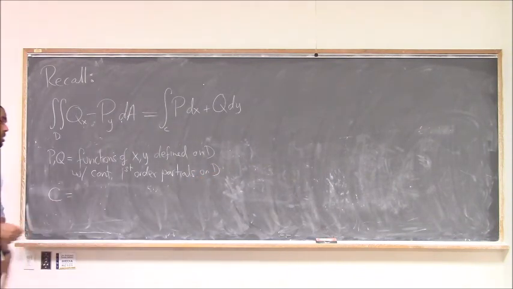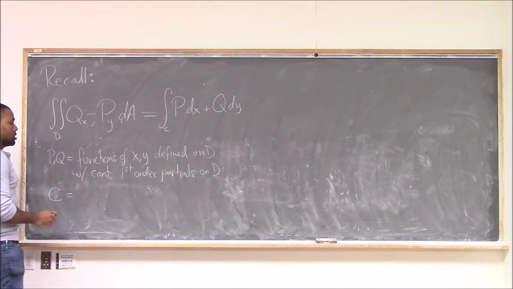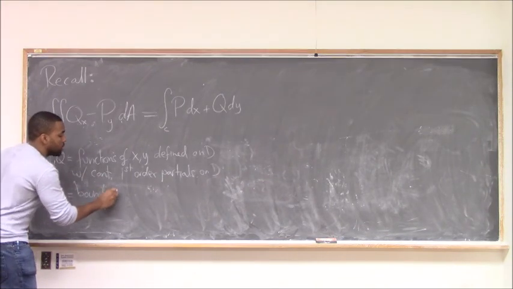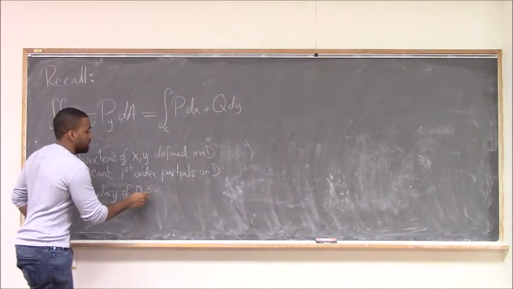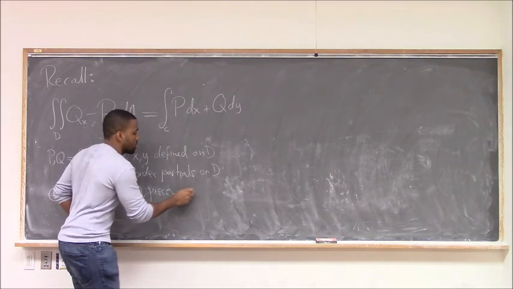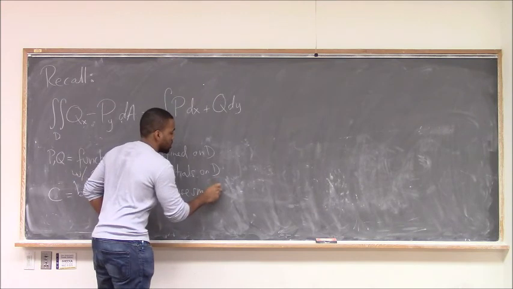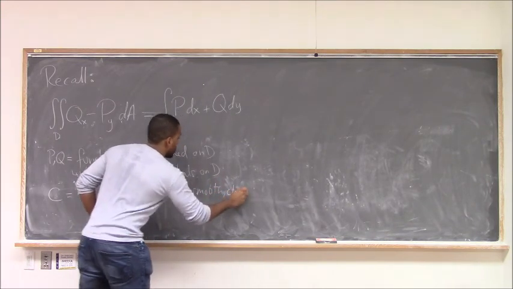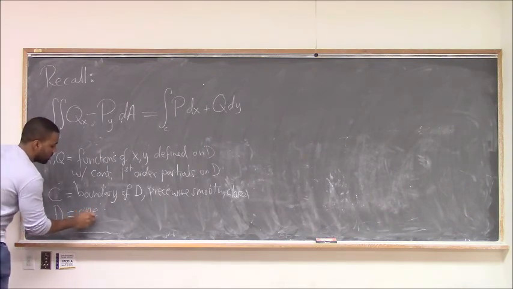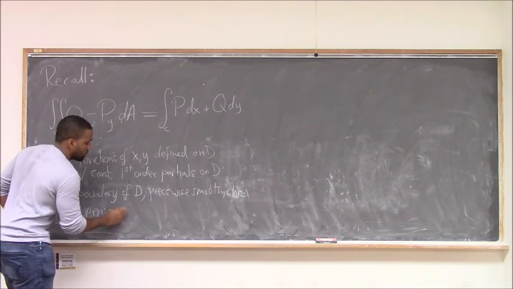What do I know about C? It's a closed piecewise smooth curve. And it's also the boundary of D. So it's the boundary of D, that's the important part. It's the boundary of D, and it's piecewise smooth and closed. And what is D? It's an open, simply connected region.